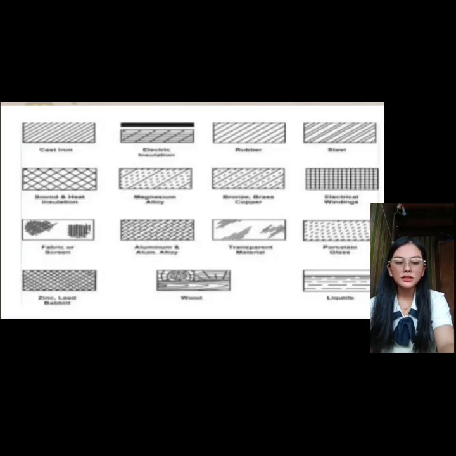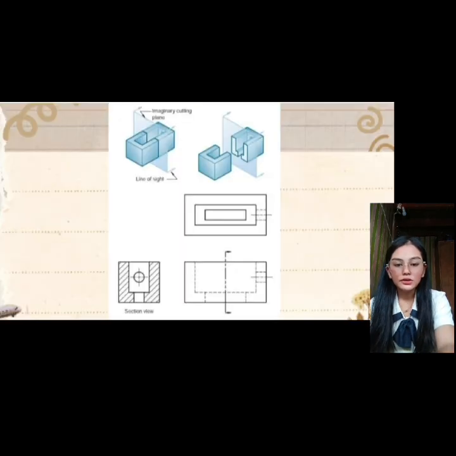So as you can see, there are different section lines in a different object. There is a wood, and others there. Okay. So as you can see here in an example, the diagonal lines that you can see there after it cut is what we call the section line.